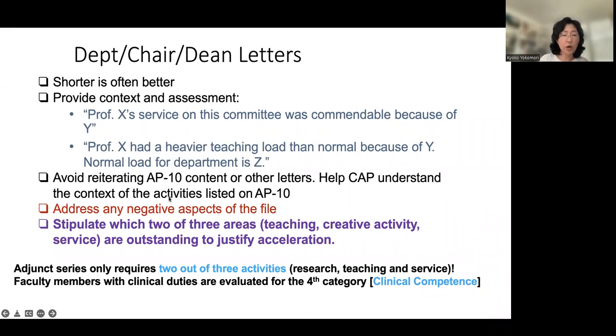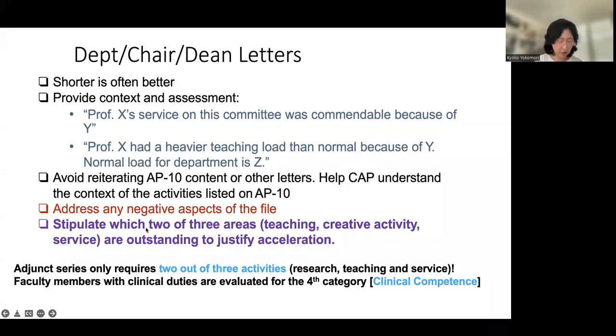Also, it's important to address negative aspects of the file. If the teaching evaluations say something negative about the teaching, instead of ignoring it, it's important that the department letter and your teaching statement address this, because what CAP is looking for is how well you're responsive to these statements and try to make improvements. That's the kind of attitude they're looking for. There may be some negative statements, and that's okay, but just make sure that you're not ignoring them.